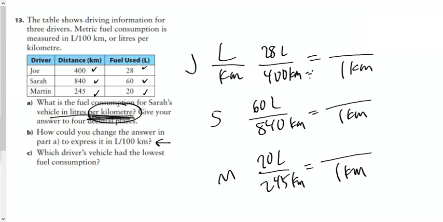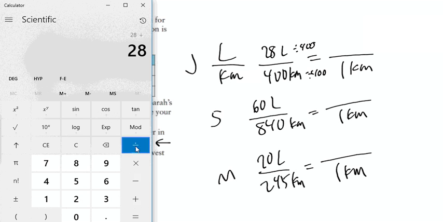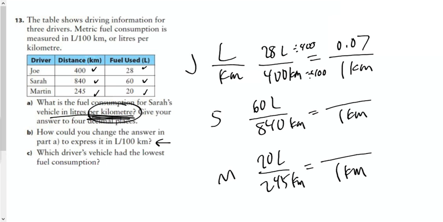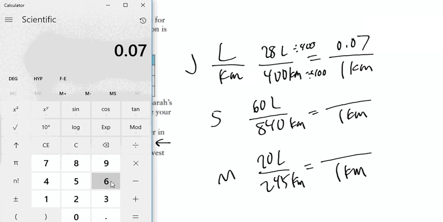So I'm going to divide both by 400 here. And I'm going to go, what's 28 divided by 400? And it's 0.07. So it takes 7 centiliters of gasoline to travel a kilometer. It's a thing. Divide 60 by 840. Oh, that's not 840.